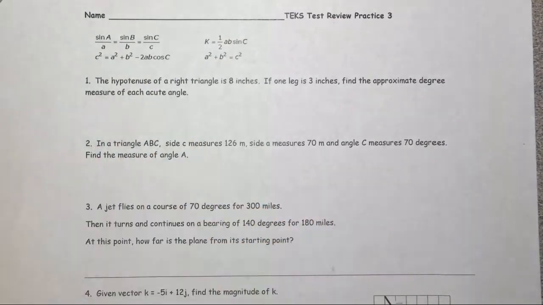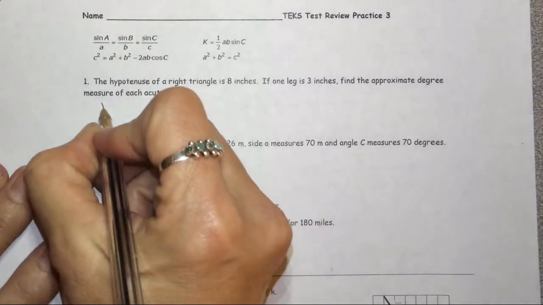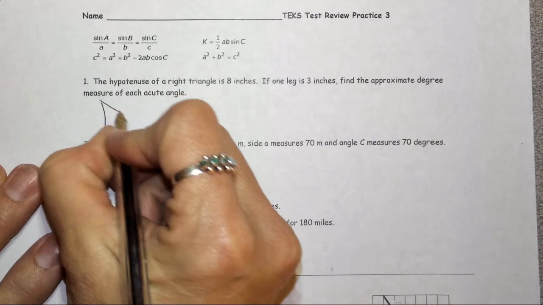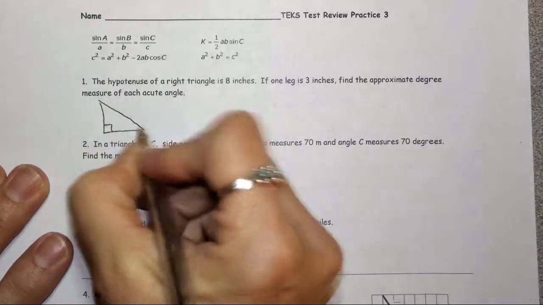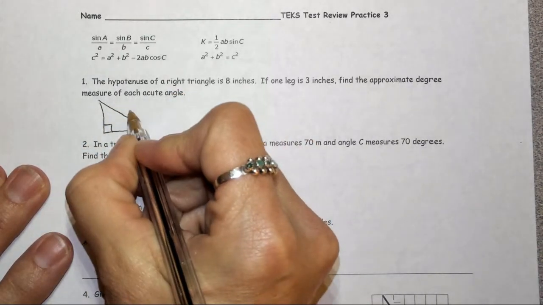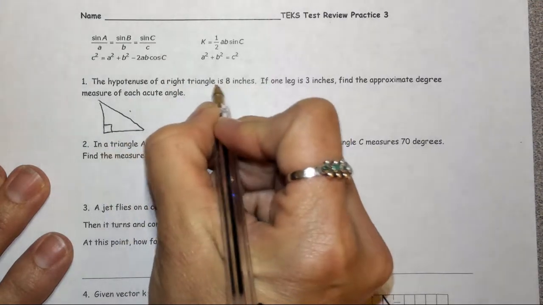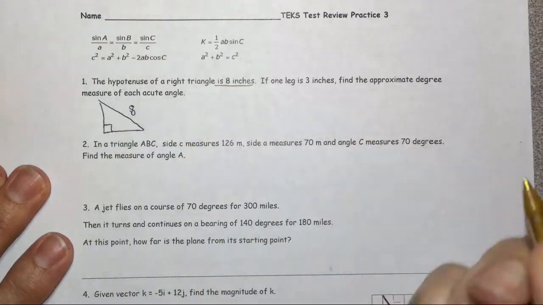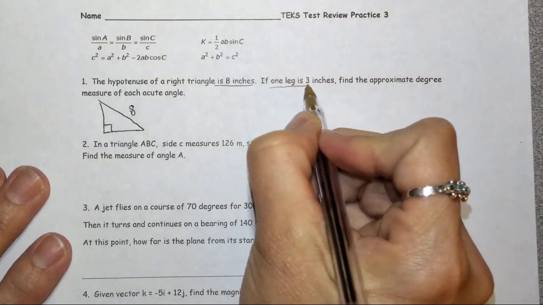Number 1 says the hypotenuse of a right triangle. So I go draw a right triangle. Because it's a right triangle, the hypotenuse is the side opposite to that angle. And they tell me that that side opposite is 8. They tell me that one leg is 3 inches.